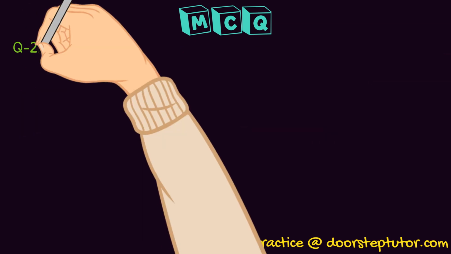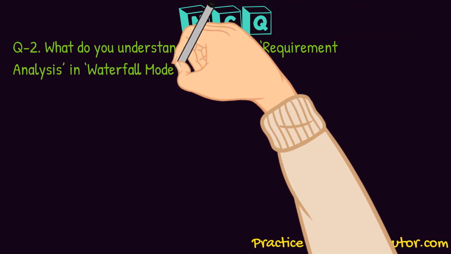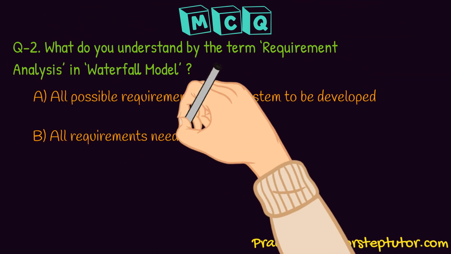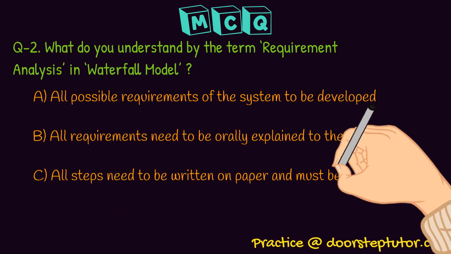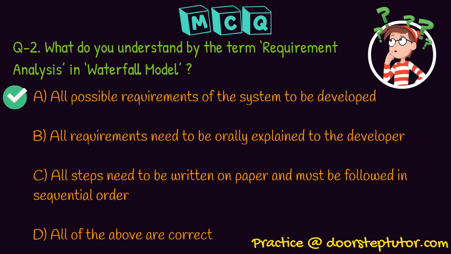So the next question is, what do you understand by the term requirement analysis in the waterfall model? What is the correct answer? All possible requirements of the system to be developed. It means that the possible requirements of the customer for the system that needs to be developed have to be analyzed properly. So that is the definition of requirement analysis. So this was all about the waterfall model along with the MCQs.